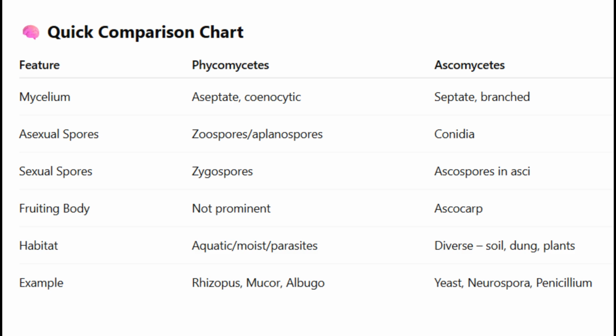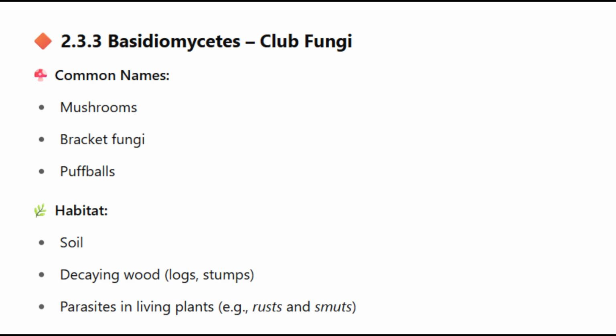Habitat: aquatic, moist places, parasites in Phycomycetes; diverse, soil, dung, plants in Ascomycetes. Examples: Rhizopus, Mucor, Albugo; yeast, Neurospora, Penicillium.